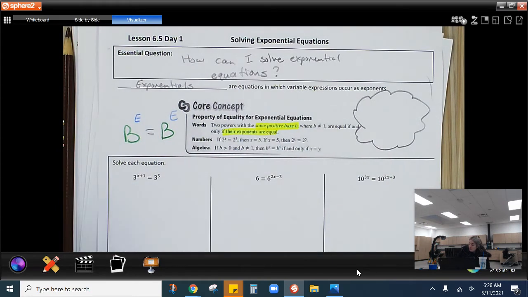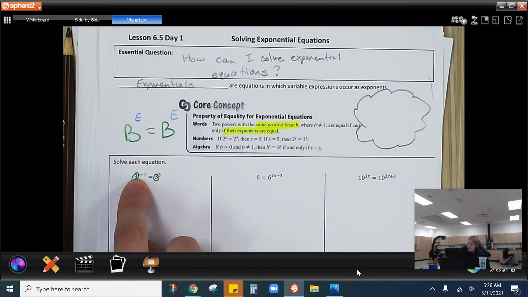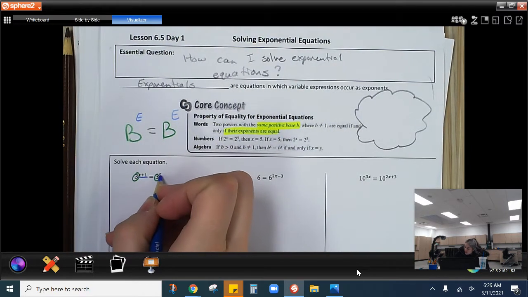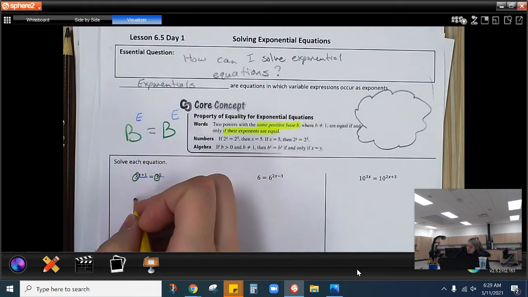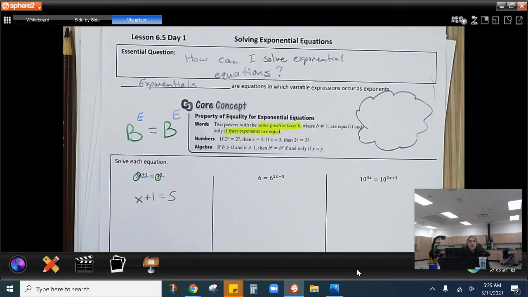Well, right here we have a 3 and a 3. One is 3 to the x plus 1. The other one is 3 to the 5. Both of those bases are the same. They're 3, right? Well, if the bases are the same and they're equal, then the exponents have to be equal as well. So that means that this x plus 1 and this 5 have to be the same. So I can say x plus 1 is equal to 5, right?